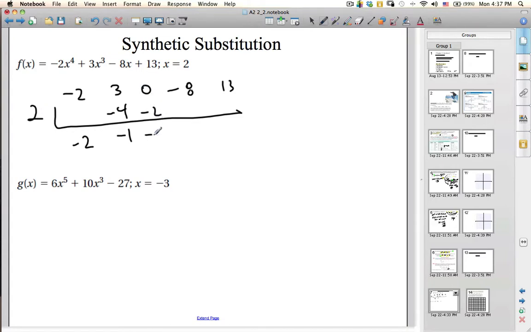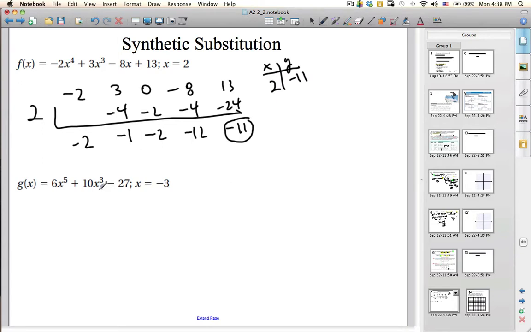0 plus negative 2 is negative 2. Times 2 is negative 4. Negative 8 plus negative 4 is negative 12. Times 2 is negative 24. 13 plus negative 24 is negative 11. And that's the value I would get. So if I were making an input-output table here, I'd have 2, negative 11. And I think you can see that the higher the polynomial's degree, the more I would prefer to do it this way, because it's just faster and easier, and it doesn't require as much work.